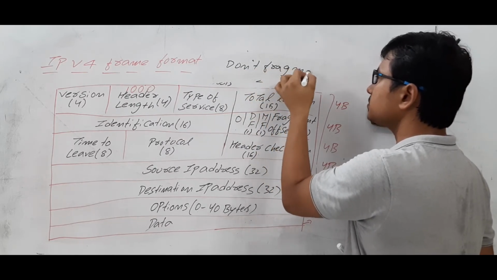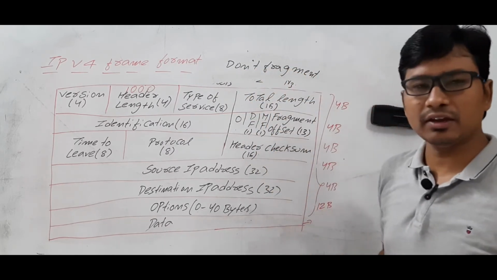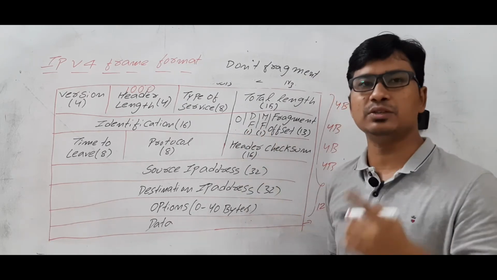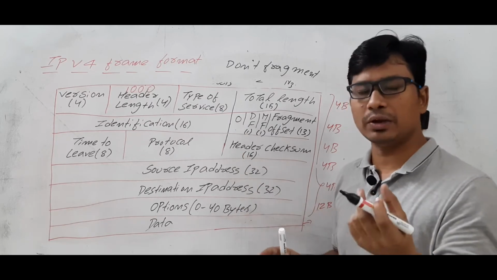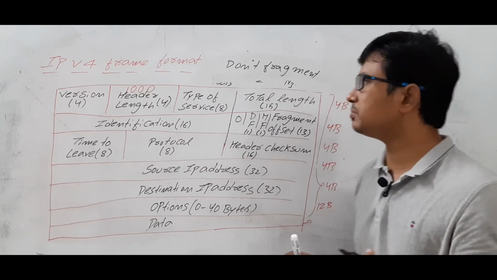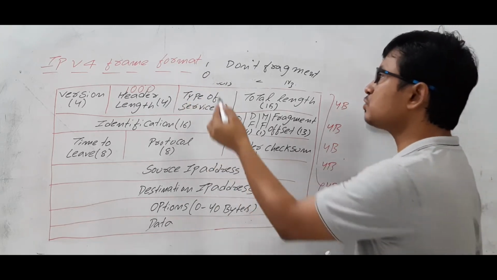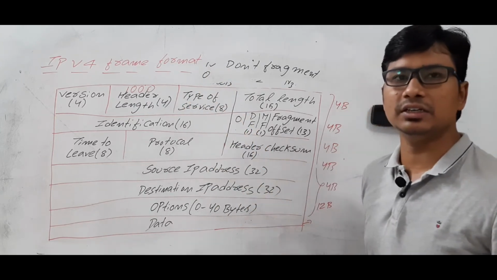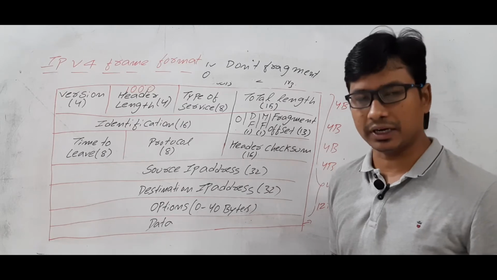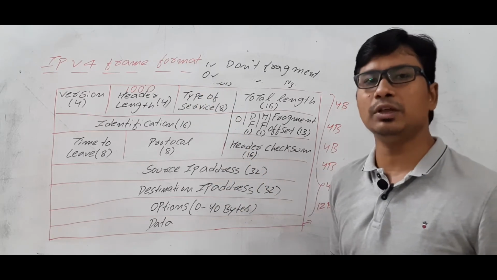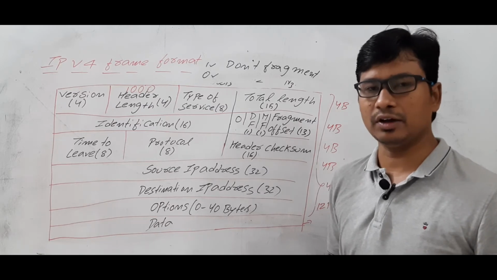Suppose in a packet of 500 bytes, you have kept the DF bit as 1, because DF is a 1-bit information. 1-bit information means either it can be a 1 or it can be a 0. If it is 1, it means you are saying that this packet should not be fragmented. If you kept it as 0, then you are allowing the packet to be fragmented. Are you able to understand?